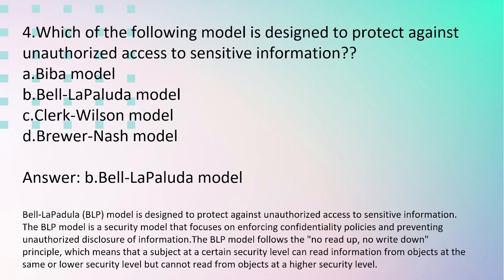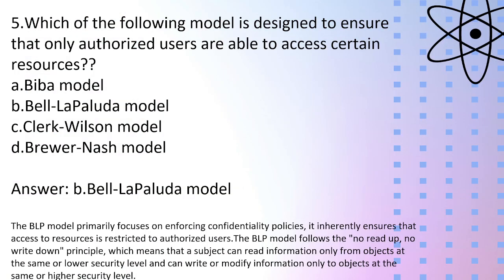Next, which of the following models is designed to protect against unauthorized access to sensitive information? And the answer is also the Bell-LaPadula model. It is designed to protect against unauthorized access to sensitive information. Next, which of the following models is designed to ensure that only authorized users are able to access certain resources? Then also the answer is the Bell-LaPadula model. It ensures that access to resources is restricted to authorized users.